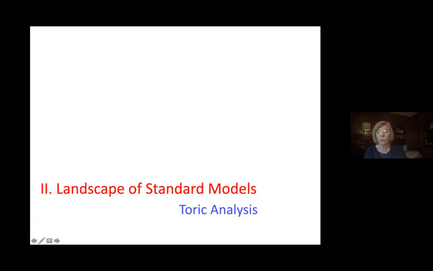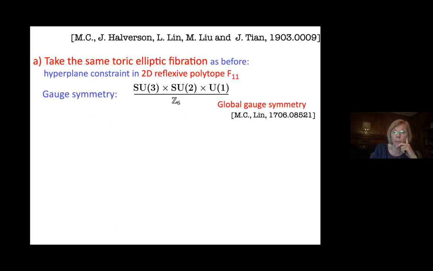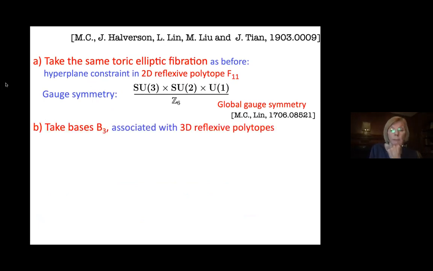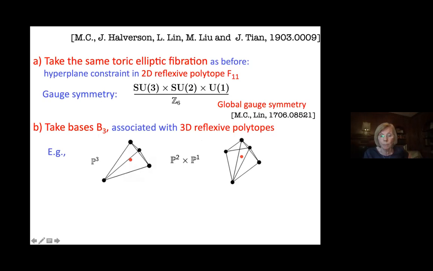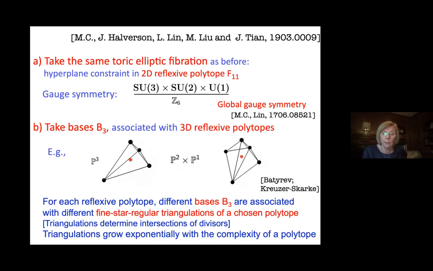That leads me actually to the more recent work that led to the full landscape of standard models using toric three-dimensional bases. So what we did then is we chose, of course, the same elliptic fibration associated with the F11 reflective polytope, which just from the fibration determines the global structure of gauge symmetry. And then we took different three-dimensional bases that are associated with 3D reflective polytopes. Of course, their structure grows. There are many more than the 2D ones.